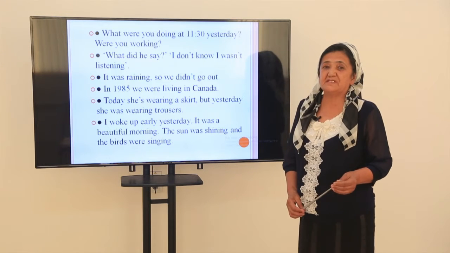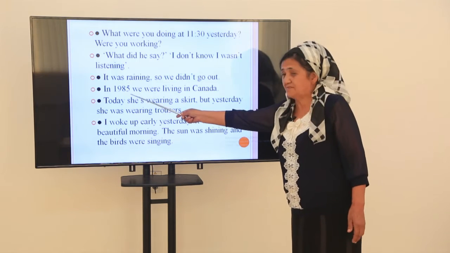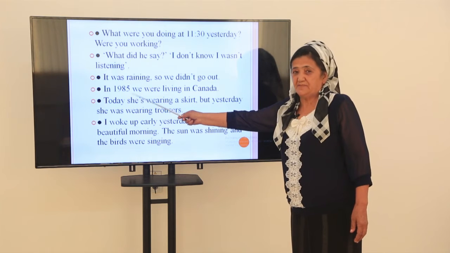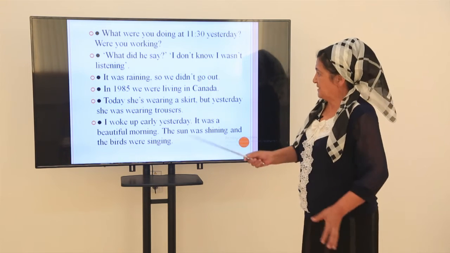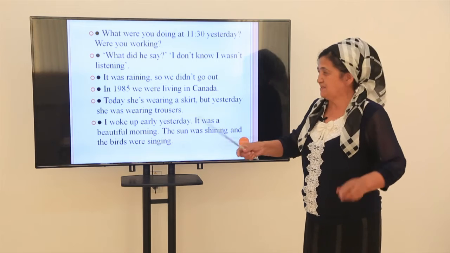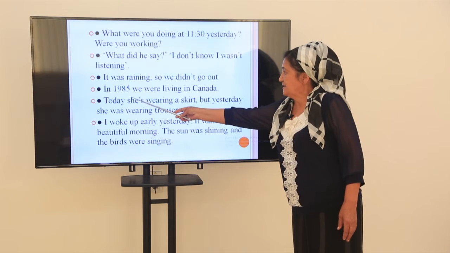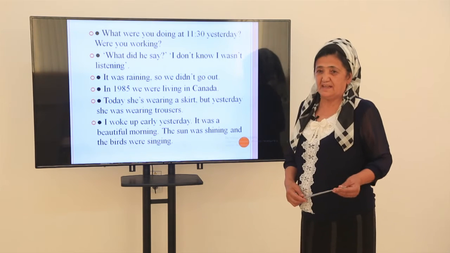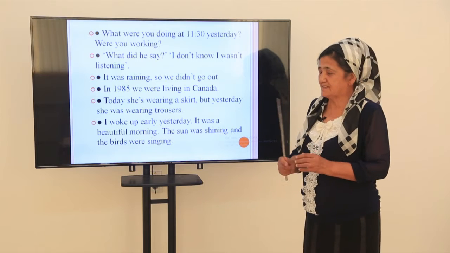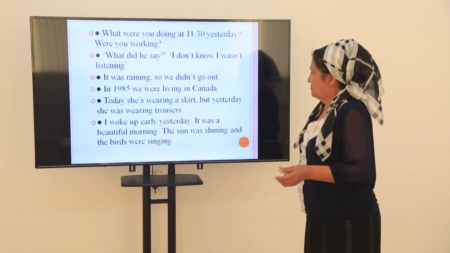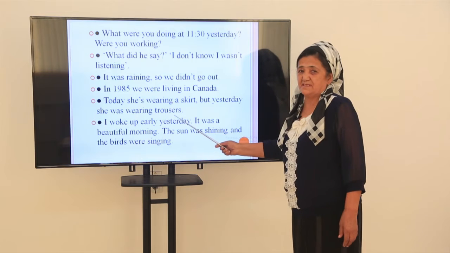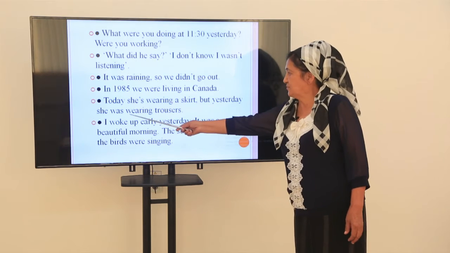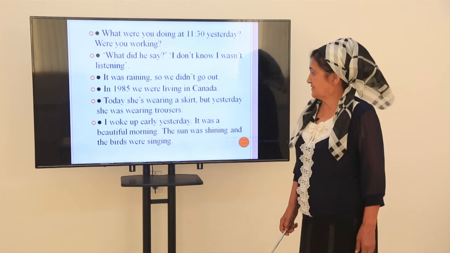You may say we lived in Canada in 1985 too. It is in past simple. It is complete action. But when the action is in duration, we use in 1985 we were living in Canada. Do you see differences? Okay. Today she is wearing a shirt, but yesterday she was wearing trousers. Yesterday's action was wearing. That's right.